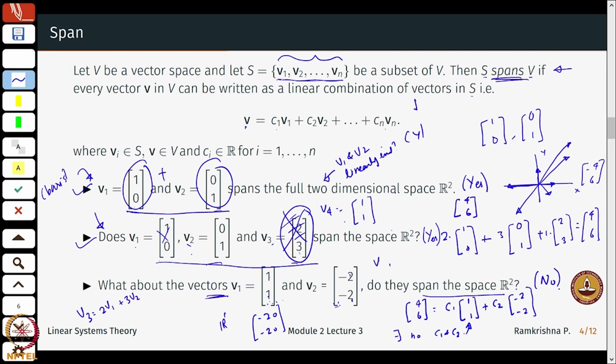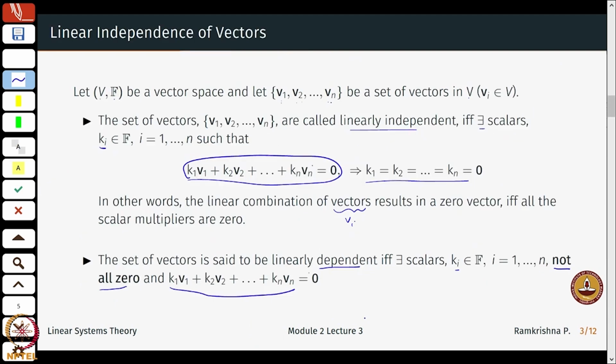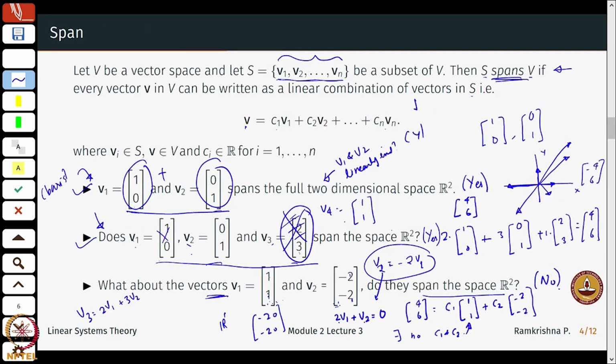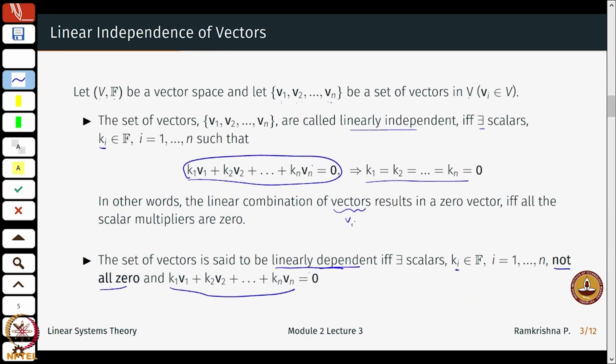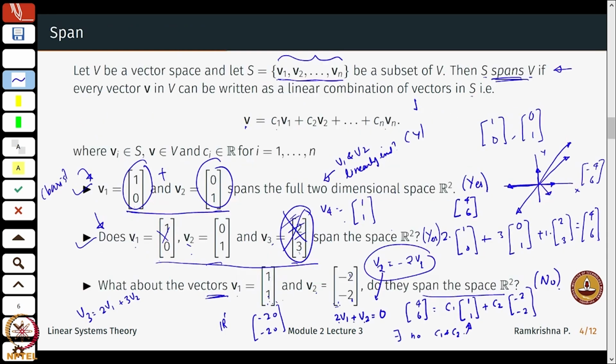That is because V2 can be written as minus 2 times V1. So, this is a linear combination. What are these linear combinations, as we saw earlier? If I rewrite this, I have twice V1 plus V2 equal to 0, and here not all the coefficients are 0. That is what the definition says of linear dependence. So, these 2 vectors V1 and V2 in this case are linearly dependent because there exist coefficients ki which are not 0 such that this relation holds.